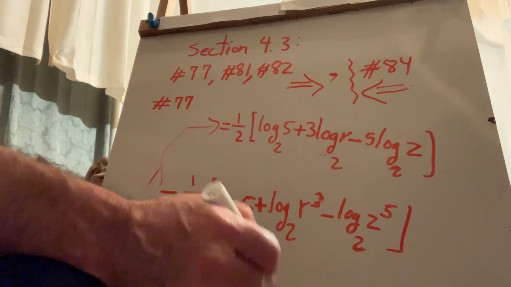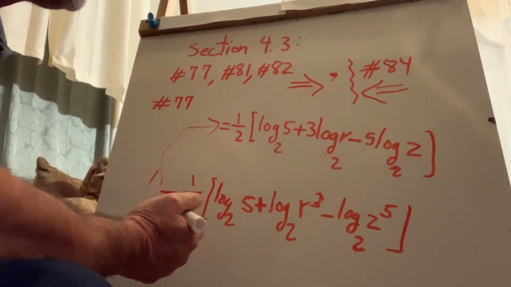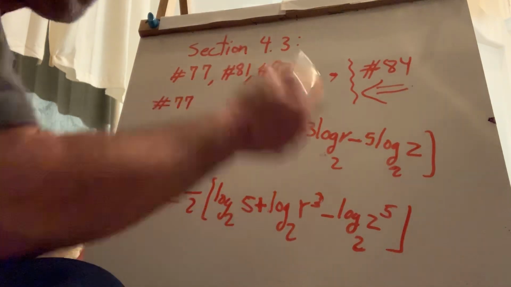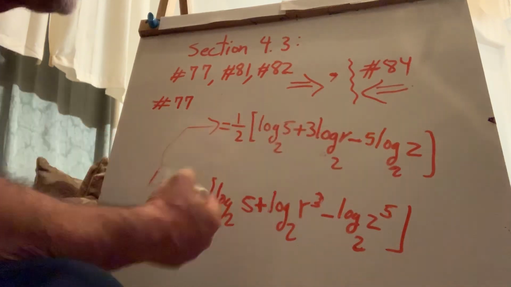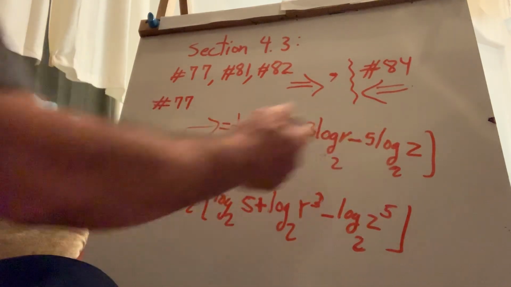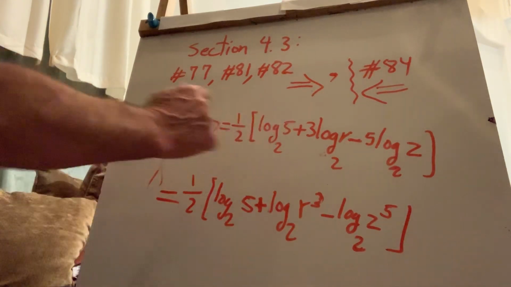Okay? So now some textbooks will leave the answer like that because we did pretty much accomplish all the goals. We got rid of all the products in the expression. That's how we got the sum coming in. We got rid of the quotient. That's where the difference comes in. And of course, we got rid of the powers. That's how we got those coefficients to show up in front.